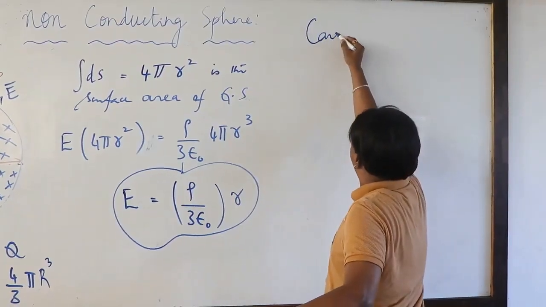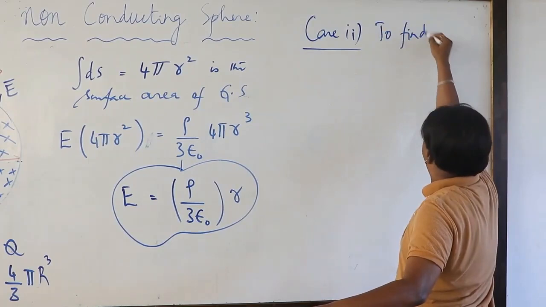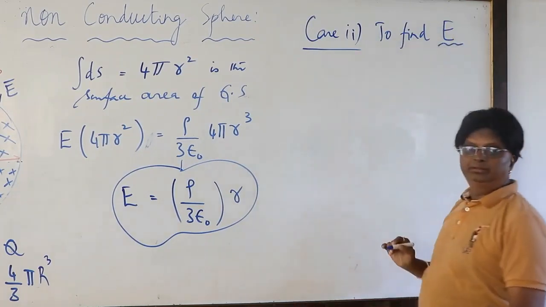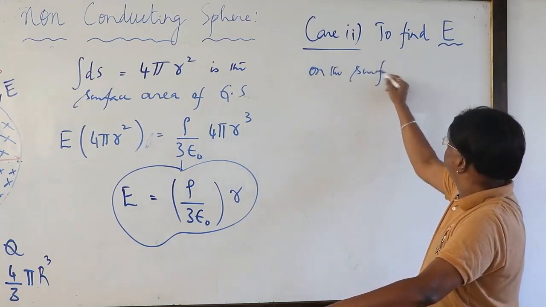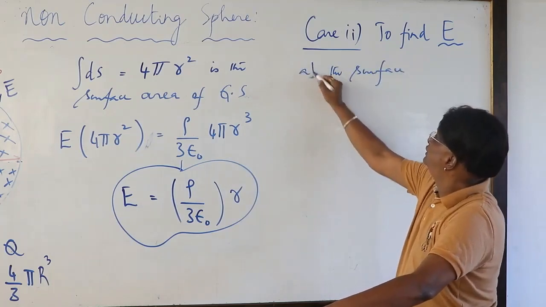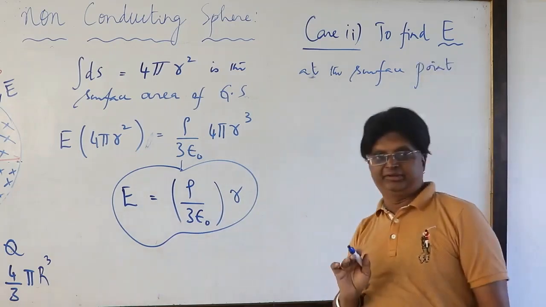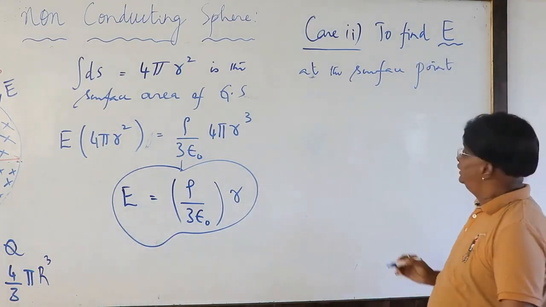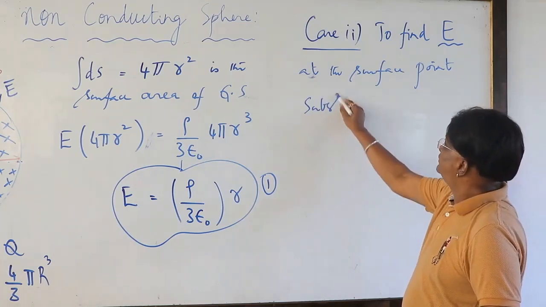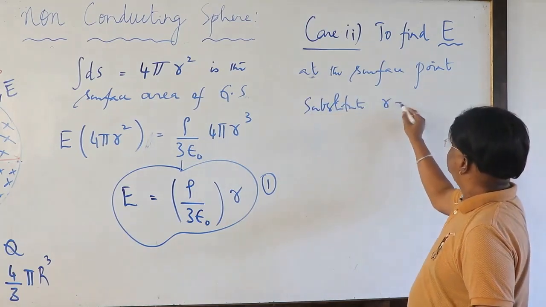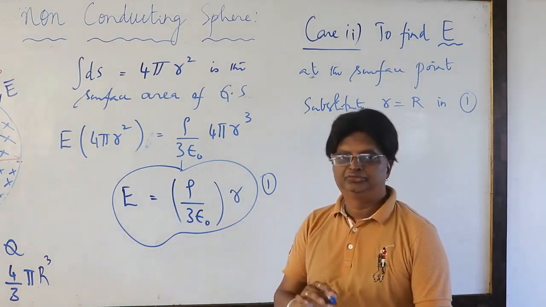Now case 2 is to find the intensity of field E on the surface, or at a point on the surface. How do we get that? Call this equation 1. Here I simply substitute small r equal to capital R in equation 1. That will give the direct result.